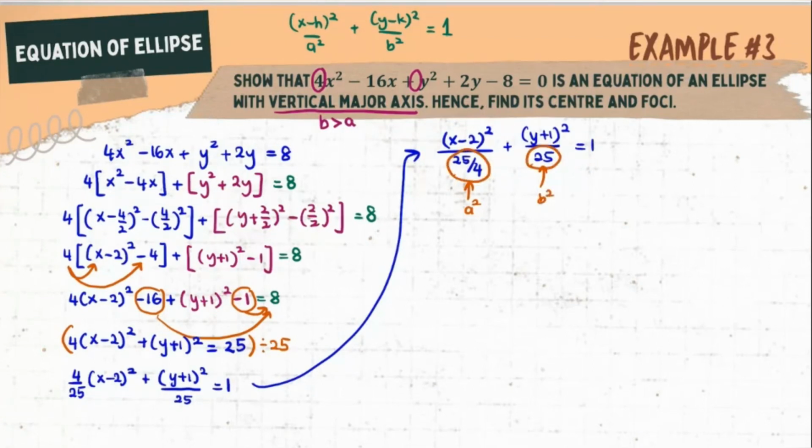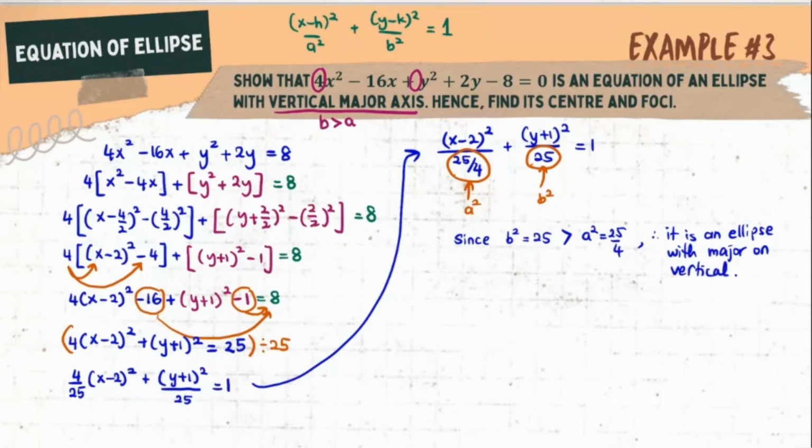Okay, so from here we already have the values. 25/4 and 25, which is bigger? 25, right. So since b squared is equals to 25, which is bigger than a squared which is 25/4, therefore it is an ellipse with major on vertical. Okay, so that is how we get the answer.